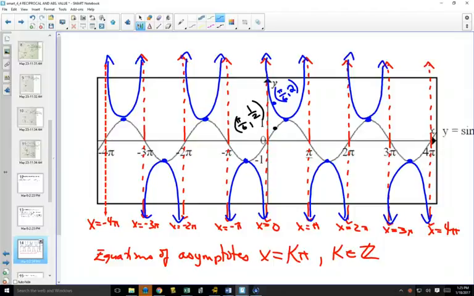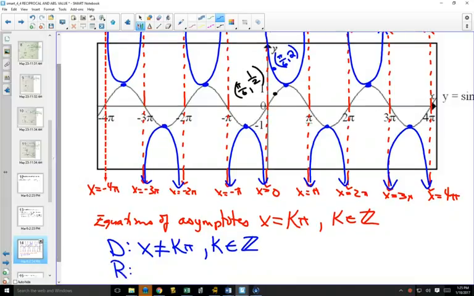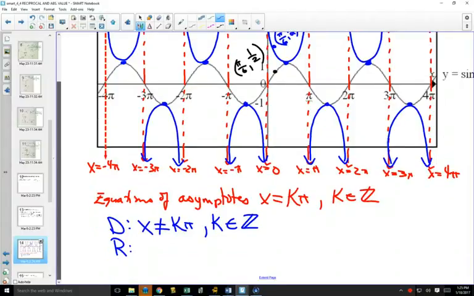We could do the domain and range of our blue graph. What's the domain? Well, the domain is everything except x can't equal k pi, where k is an integer. What is our range? Y is less than or equal to -1, and we write the word or. Y is bigger than or equal to 1. That would be our range.